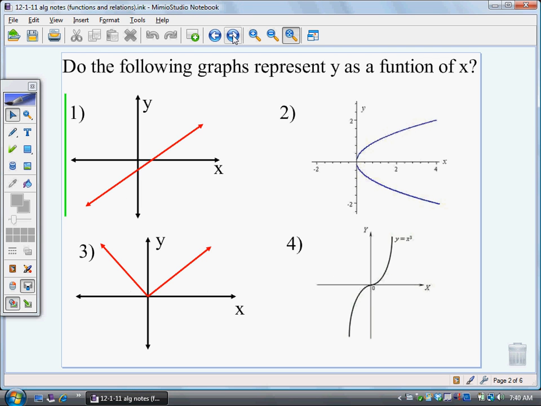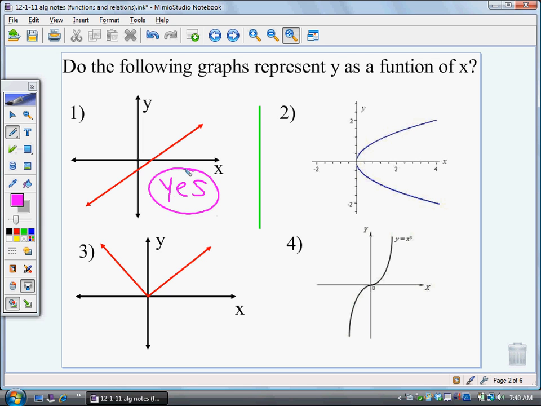Okay, so here are 4 graphs, and over on the side I have a little green line which I'm going to use to do the vertical line test. All we're going to do is grab the line and take it across. As you go across, you can see that nowhere is that green line going to intersect at more than one point. The graph is the red line. So, do the following graphs represent y as a function of x? This first one, the correct answer is yes. It does represent a function.